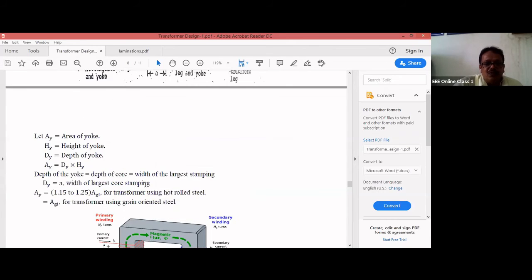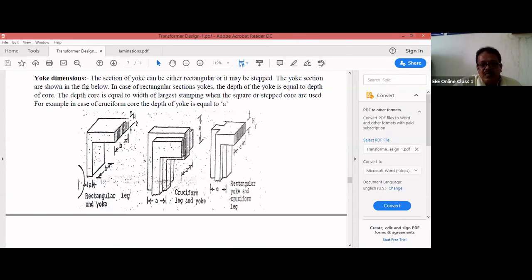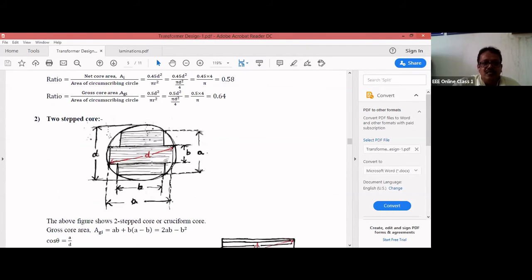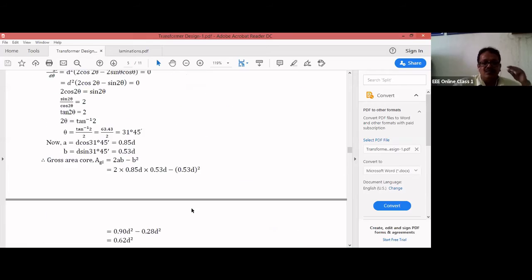If you take a two-step core, this is the height of the yoke, and this is the depth of the yoke. You can see here, two-step core. The depth of the yoke will be equal to the depth of the core, or equal to the width of the largest stamping. If you see from the top view, you'll get this figure. The depth of the core is nothing but the width of the largest stamping.